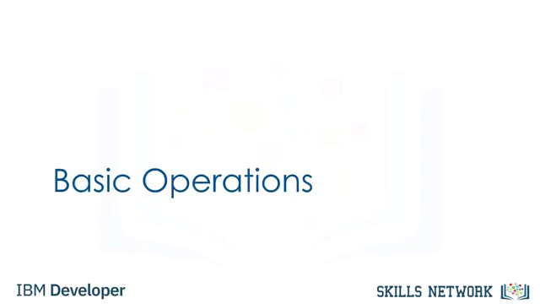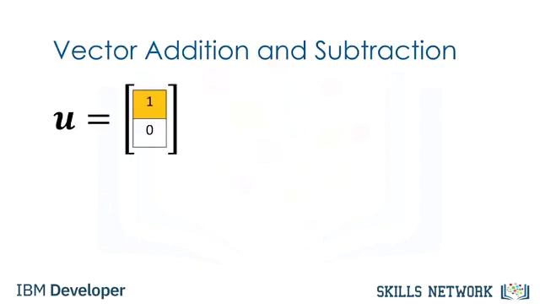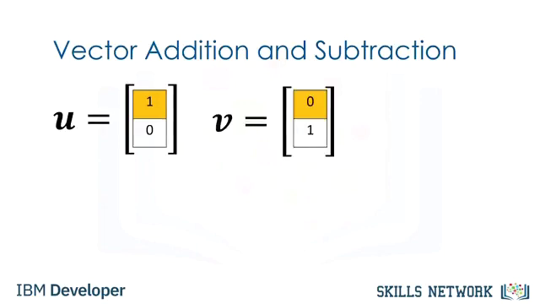We will look at many of the operations in the context of Euclidean vectors to make things more interesting. Vector addition is a widely used operation in data science. Consider the vector u with two elements. The elements are distinguished by the different colors. Similarly, consider the vector v with two components.